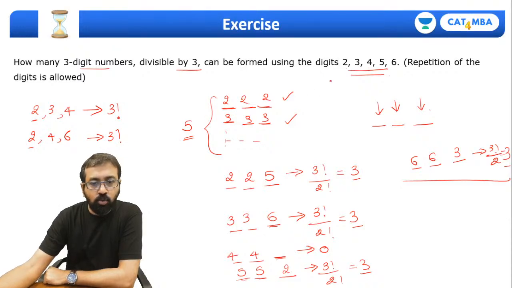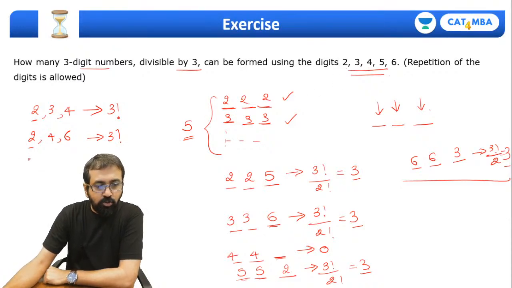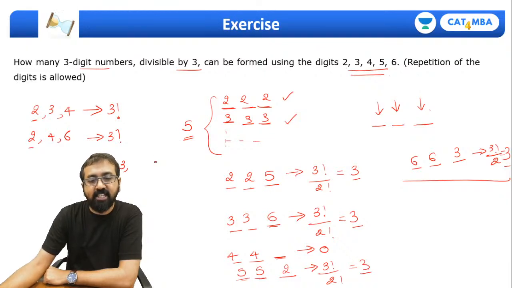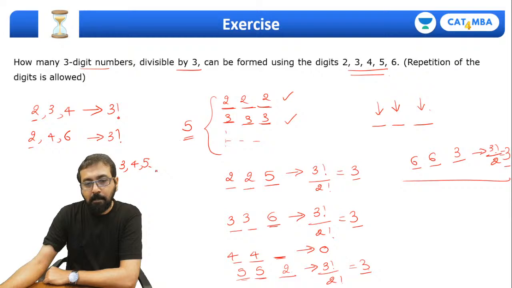Now let's exclude 2 and let's take 3 only. If I take 3, which other digits can I write along with 3? So along with 3, what digits can I take? Can I take 3, 4, 5? Yes, we can take 3, 4, 5. Then, can we take any other digit? 3.